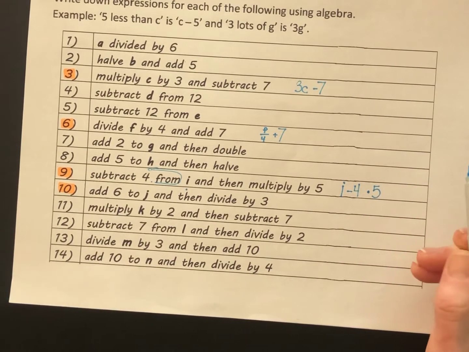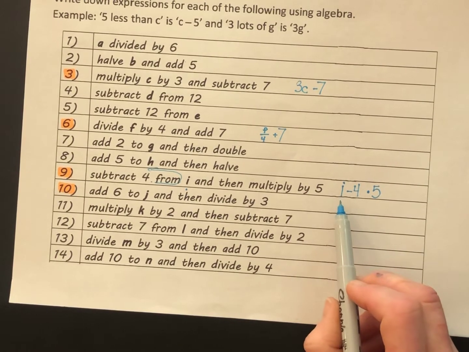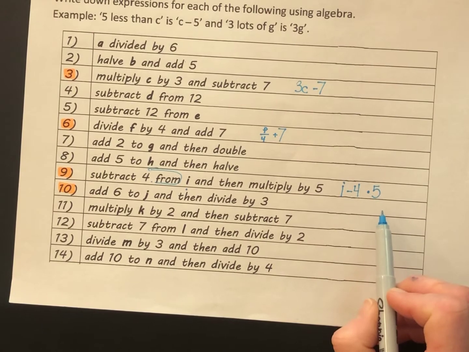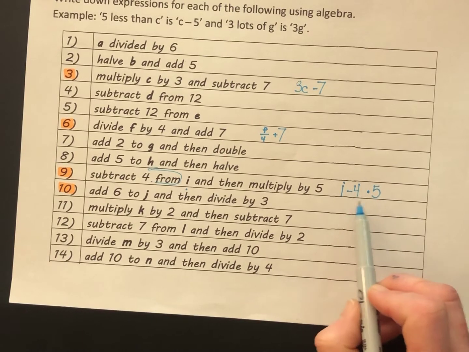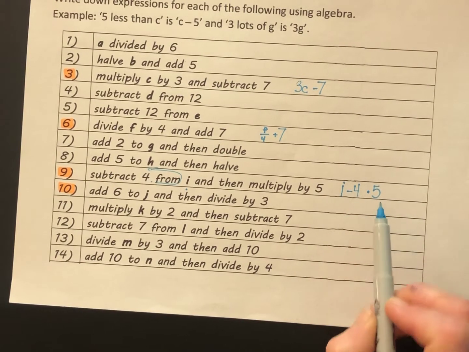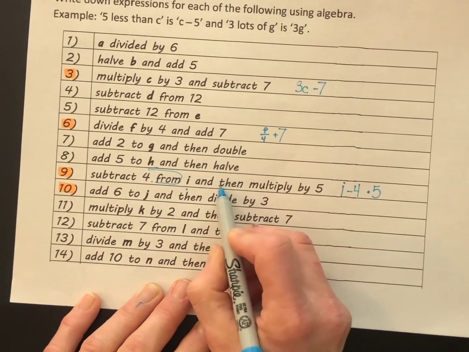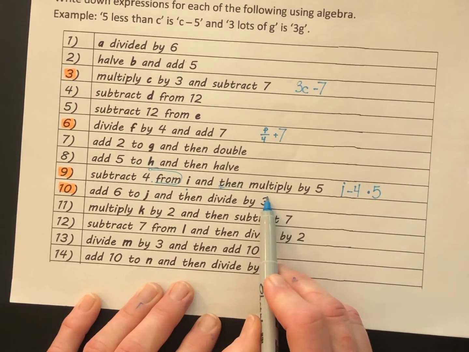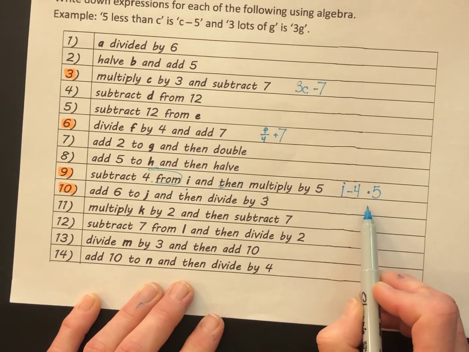Now, let's look at this. If you were to solve this using order of operations, let's say this I was an actual number, like 10. What would you do first? Would you do 10 minus 4? Or would you do 4 times 5? According to order of operations, you would have to do multiplication first. But this says subtract 4 from I and then multiply. So first you're supposed to subtract and then you're supposed to multiply. But the way that's written, you have to multiply first.